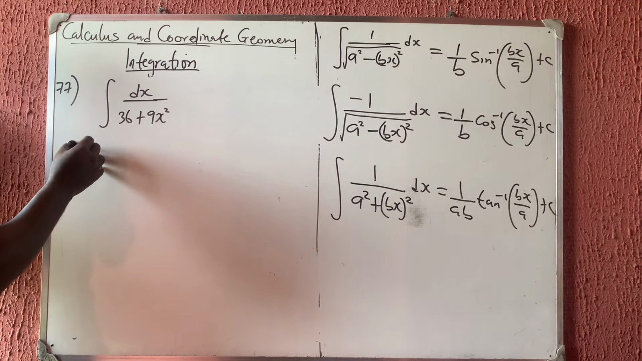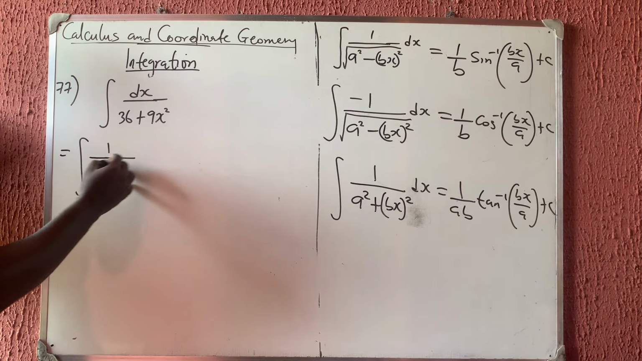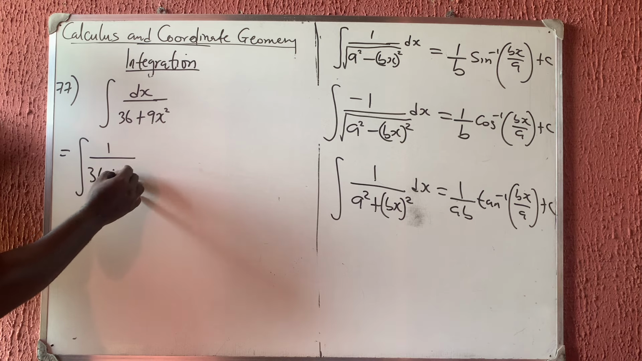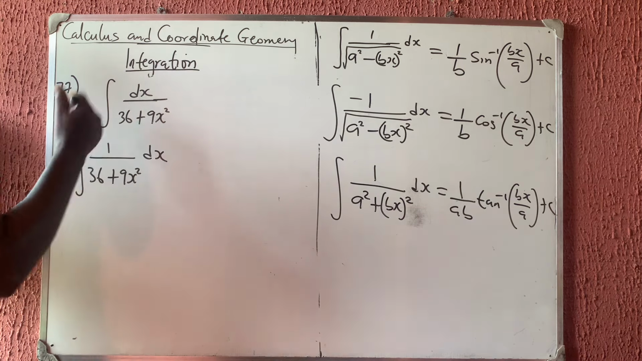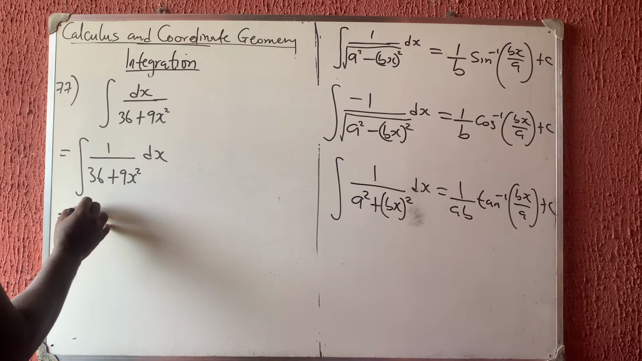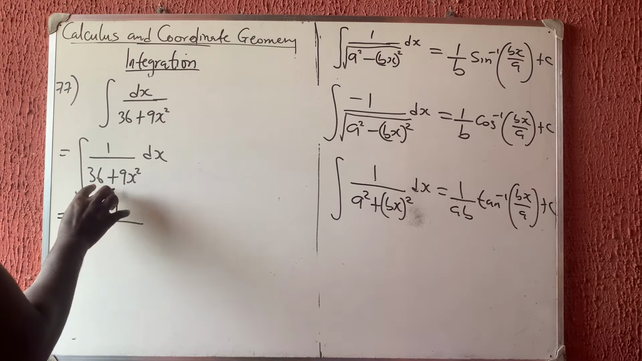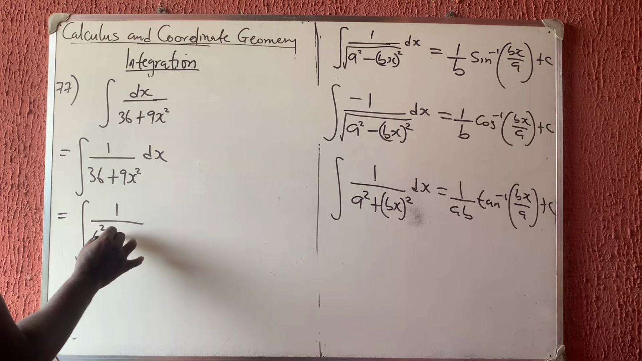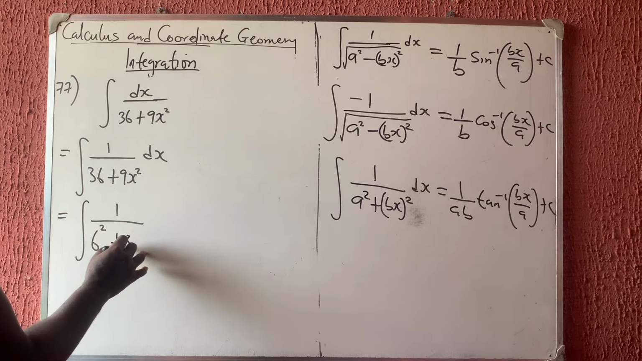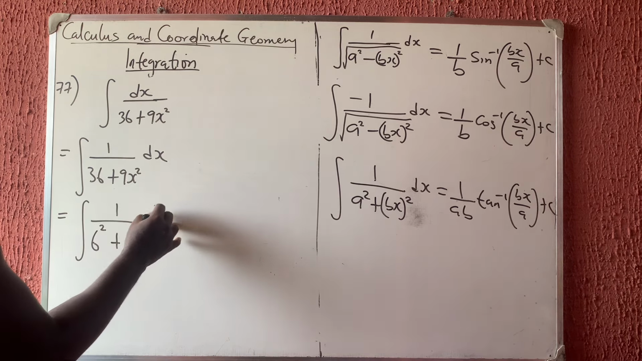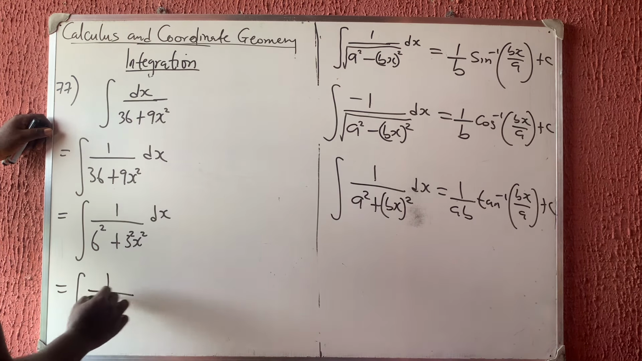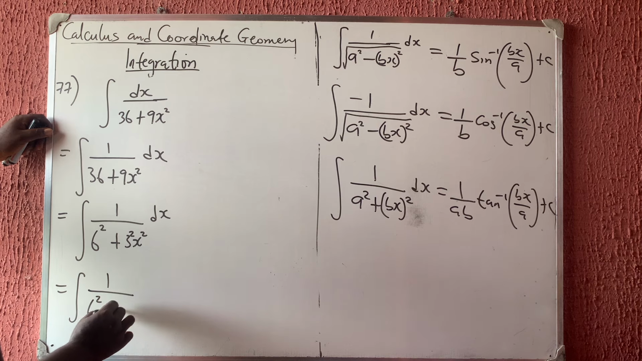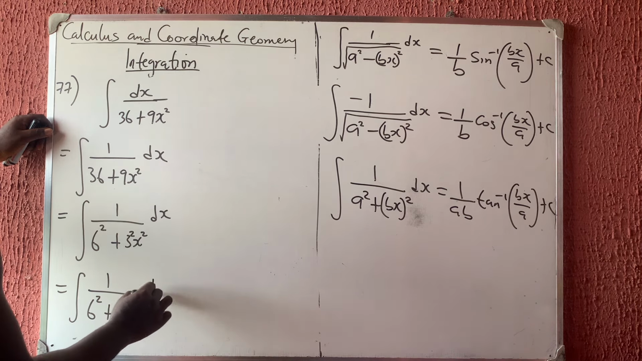We can write this question as the integral of 1 over 36 plus 9x squared, putting the x like this. This times 1 is the same thing. Do you believe me? We can still write it as the integral of 1 over 36, which can be written as 6 squared plus 3 squared x squared dx. Okay? This is still what? The integral of 1 over 6 squared plus 3x all squared dx.